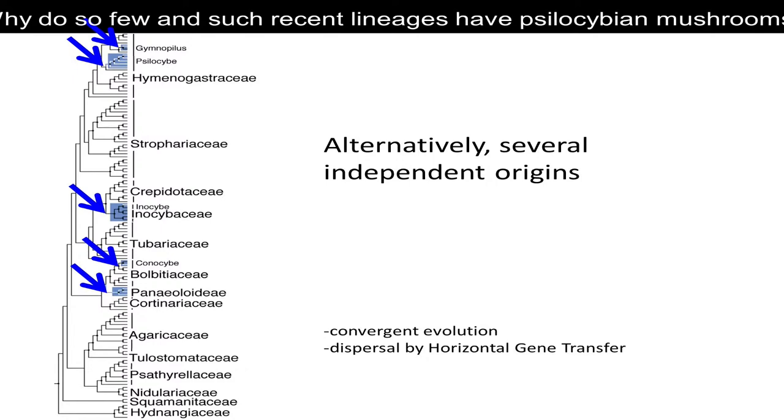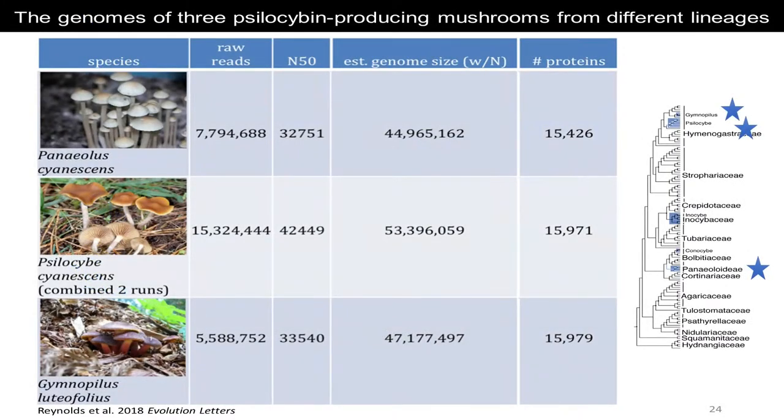Well, at this time, there were no genomes. We didn't know any of the genes that were involved, so we decided to take a comparative approach to identifying the genes that were involved. We sequenced three very different mushroom species. We sequenced Panaeolus cyanescens, Psilocybe cyanescens, and Gymnopilus. This is actually, the name has changed a few times. I believe it's luteus now. And you can see where they are located on the tree. We also sequenced an Inocybe, but that genome had some problems, so it didn't make it into our final story.